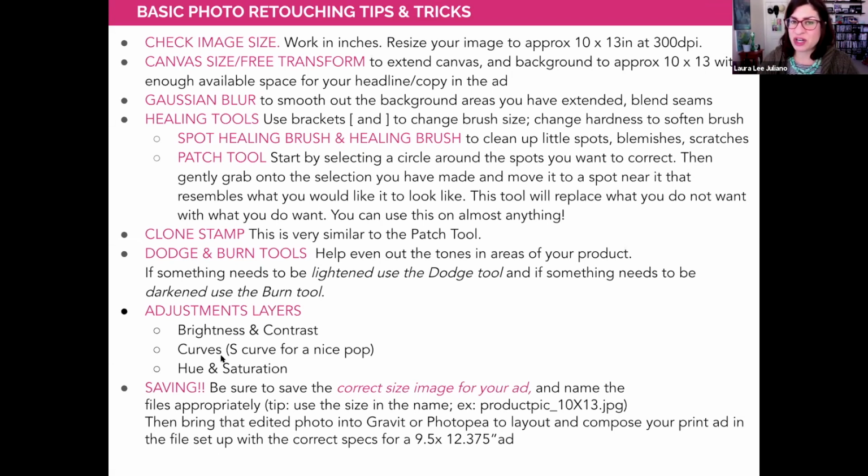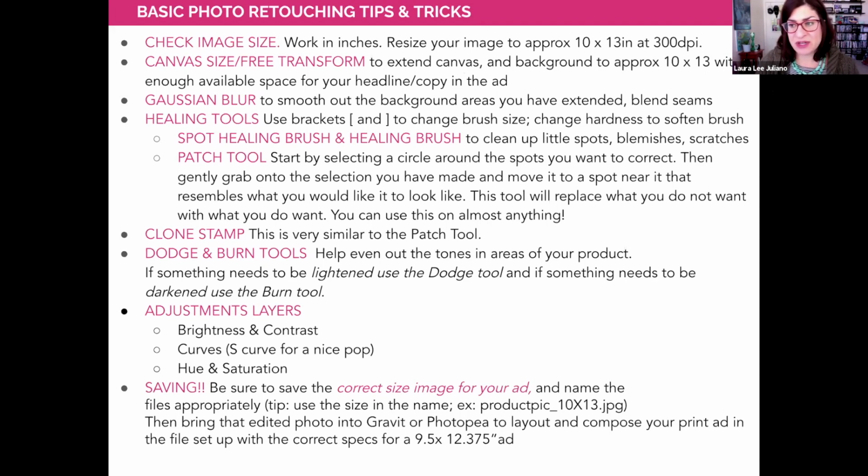I want to show you dodge and burn tools so you know what they do, some adjustment layers, and then finally how you're supposed to save your file and put it into your other file to build the actual ad. So we edit the photo, we save the photo, export it properly, and then you bring in that exported file into either Gravit Design or Photopea to finish laying out and composing your ad.